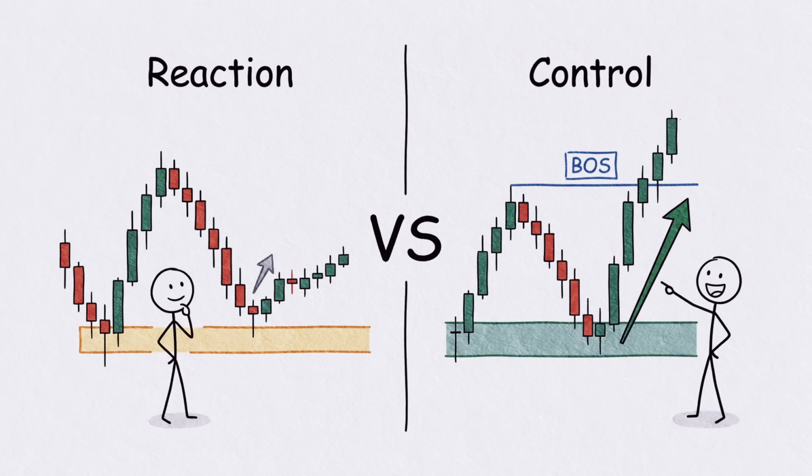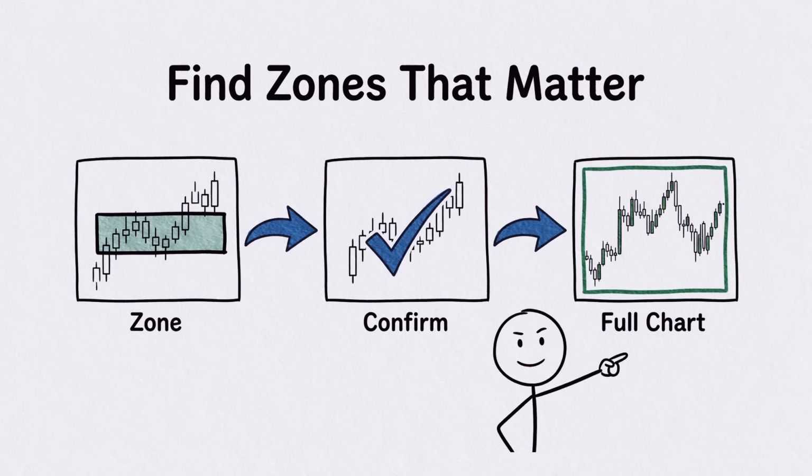Here's the thing. A zone is not important because price touched it. A zone is important because one side took control from there and broke structure. That is the difference. So in this video, I will show you how to find the zones that actually matter, wait for confirmation, and then apply it on one full chart.